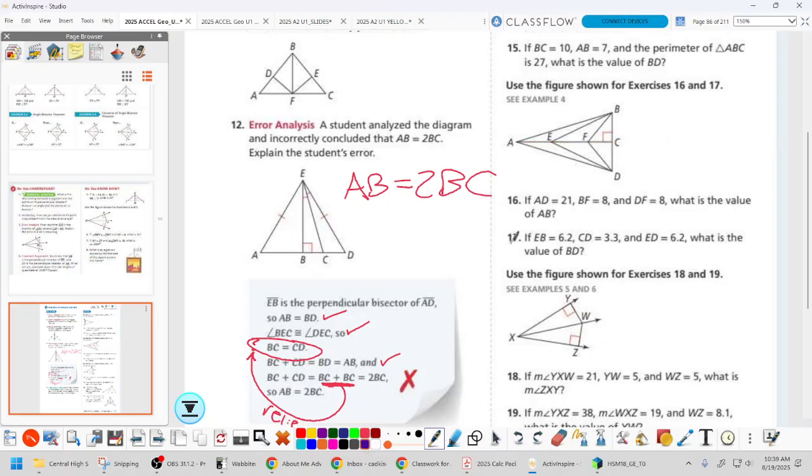Anyway, so 17. If EB is 6.2, so I'm going to start labeling 6.2 there. CD is 3.3. And ED is 6.2 also. What is the value of BD?